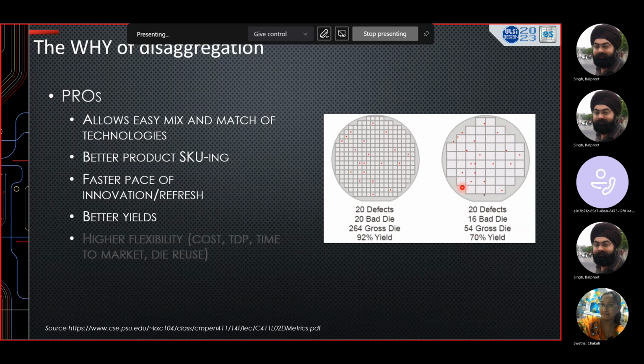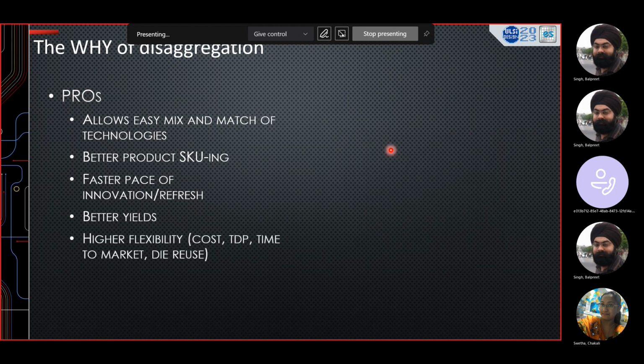We also talked about yields, right? And a quick diagram over here shows that the bigger your dies become, the percentage of yield that you get out of it becomes smaller and smaller, simply because one error can impact a much larger die area than it would in a much smaller die area solution. So as a result of all of these things, we get a lot better flexibility in terms of cost, total power, time to market, die reuse. All of these things work in your favor when you can use the disaggregation technology to your advantage. So these are the pros.